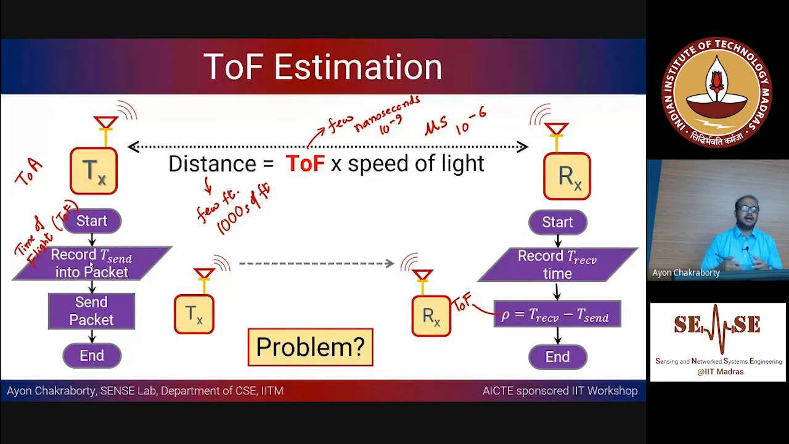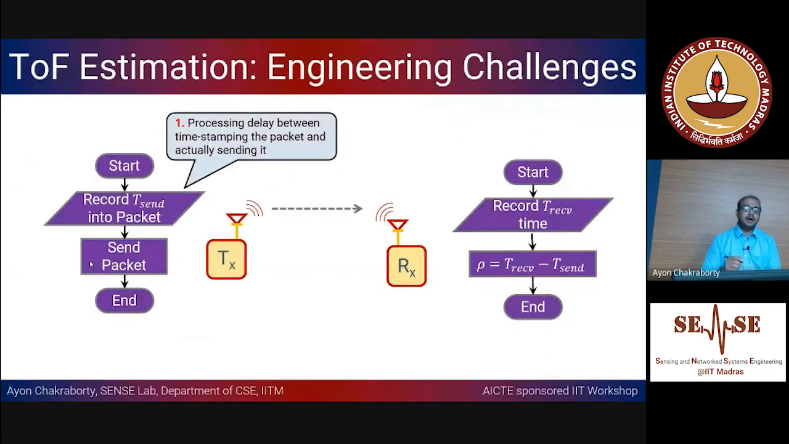I mean, it's not that the radio is going to tell you, okay, this is my value of time of flight. You have to create a system that is accurate to the nanosecond scale, and at the same time it is going to give you an accurate value of time of flight. Okay, and then what are the different problems that could come up, and in the next session we are going to look at how to solve each of these problems.